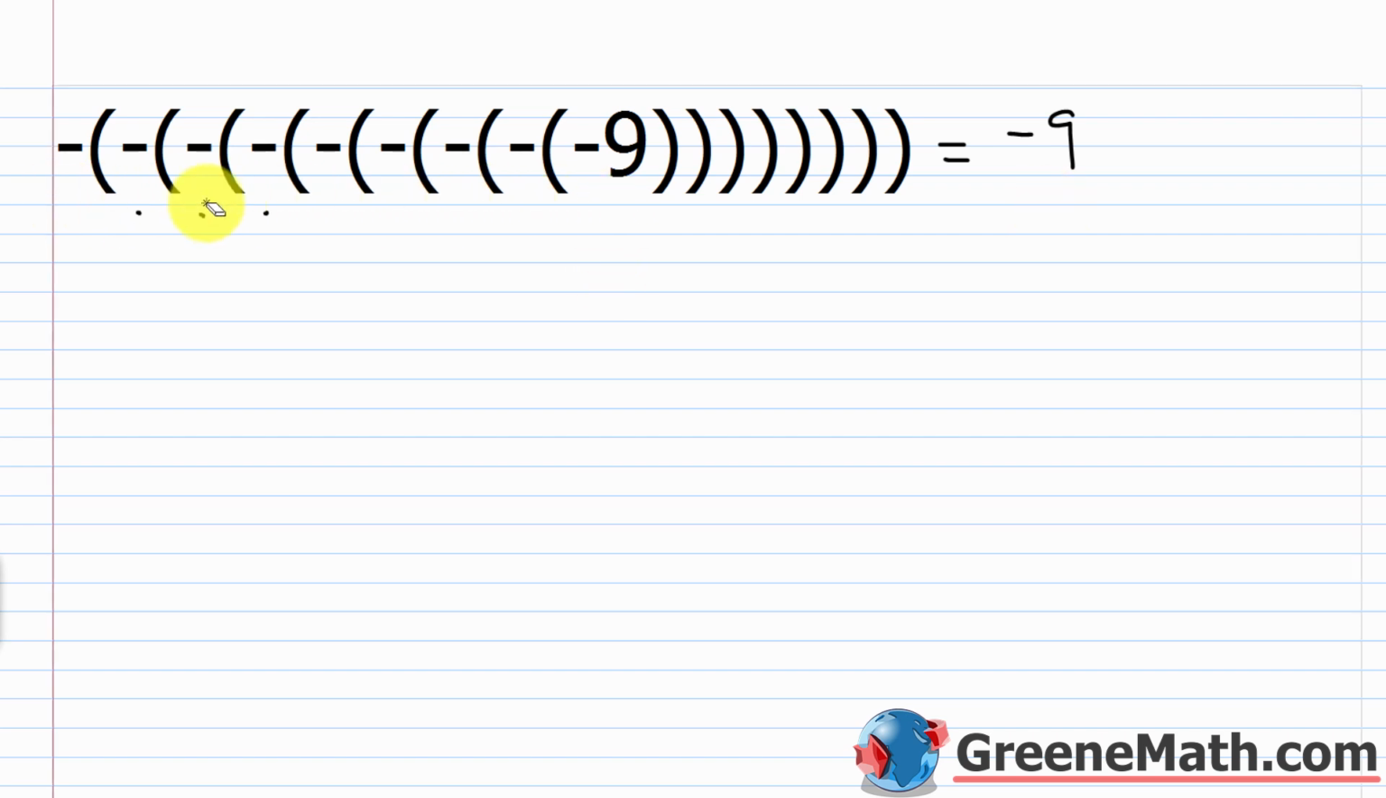And again, you can also pair them up. You can say, okay, well, this would make it positive. These would make it positive. These would make it positive. These would make it positive. But then this one is hanging out by itself. No other negative to pair with it. So we're going to end up with a negative result. And that's why we have negative 9.